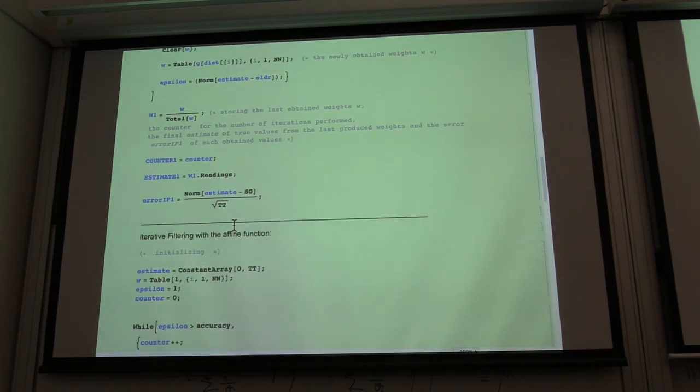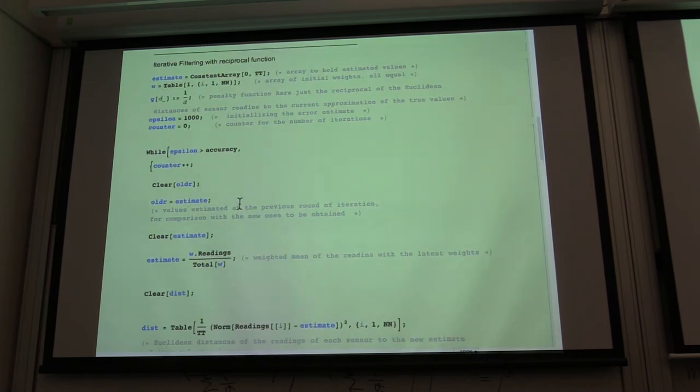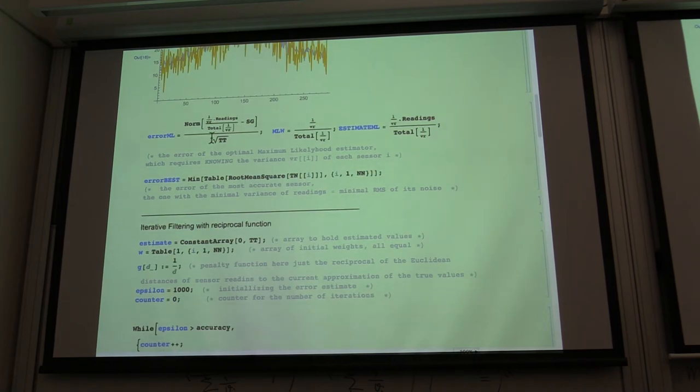Yeah, everywhere I compute with a square root of TT, and I don't know why this is, this should be just TT. So let's change it everywhere consistently. So this will be TT.